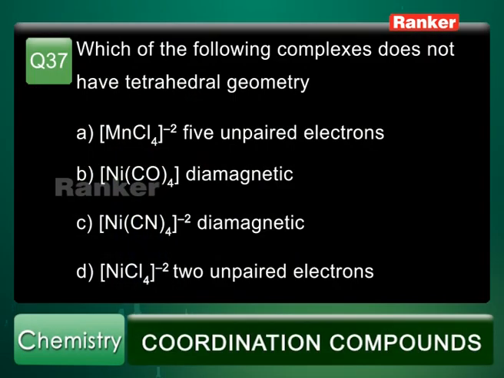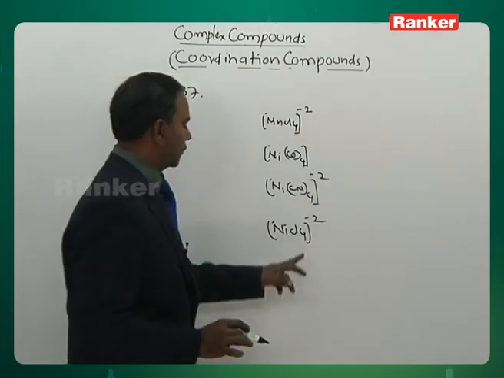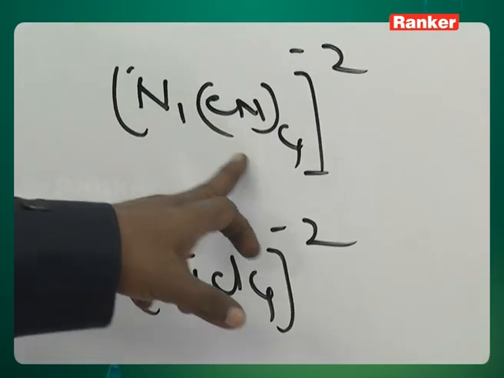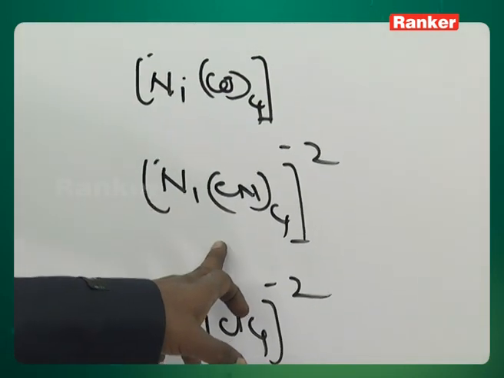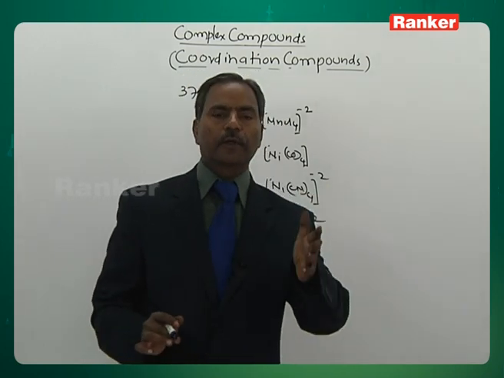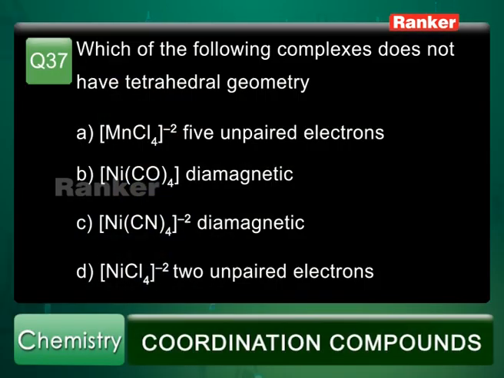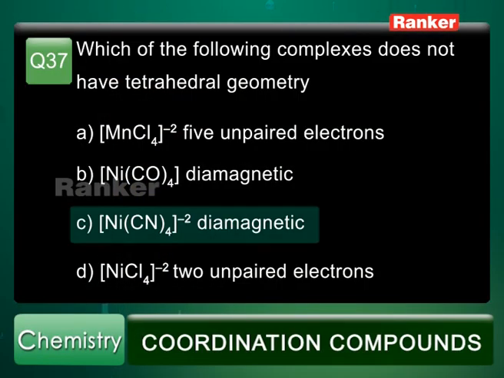Coming to the other option, nickel tetrachloride minus 2. This is weak field, this is strong field. Here the electrons get paired, giving rise to dsp2 hybridization, and the complex is square planar. The question is: which of the following does not have tetrahedral geometry? So here the answer is C.